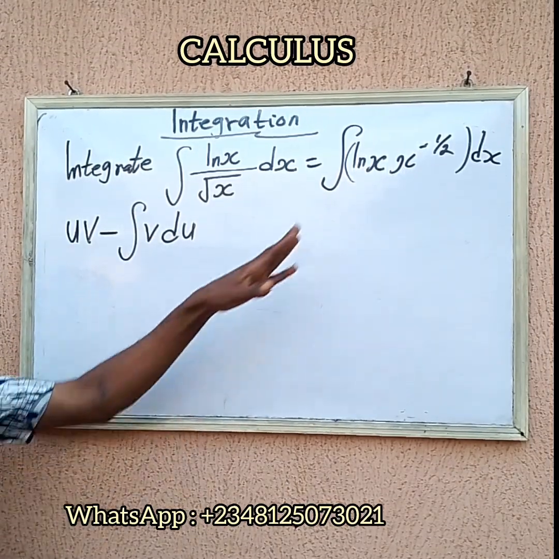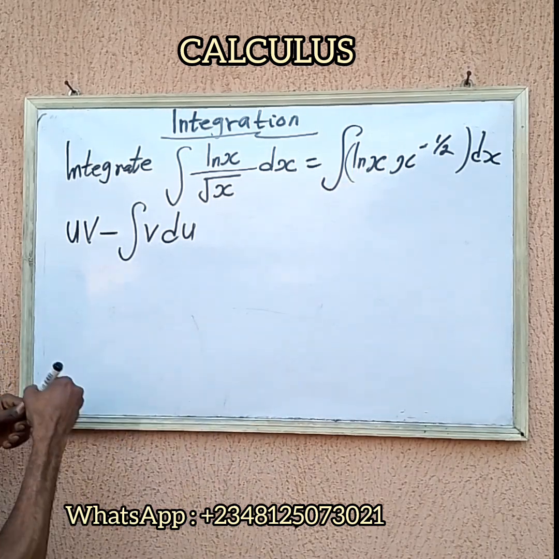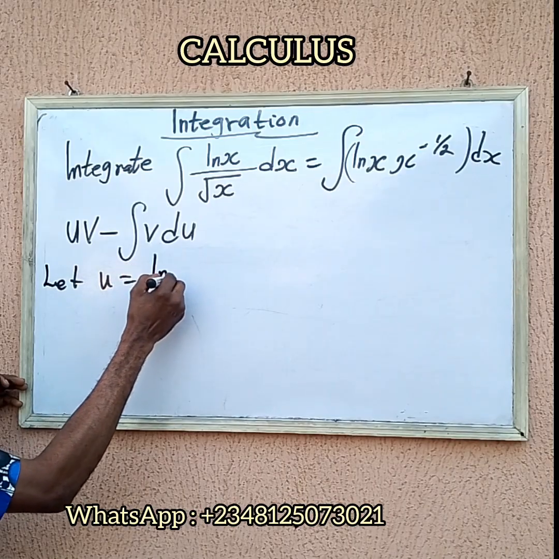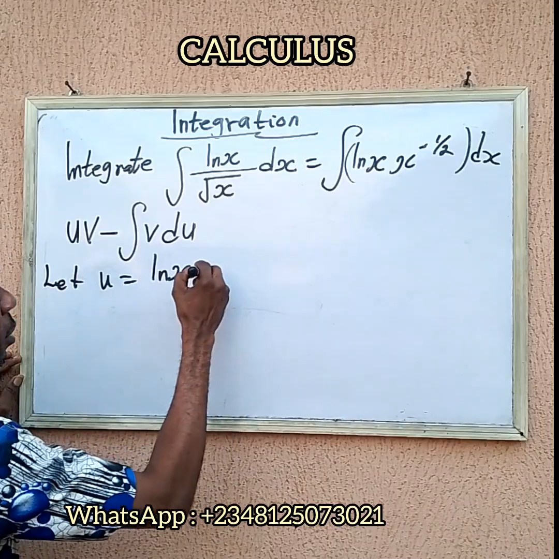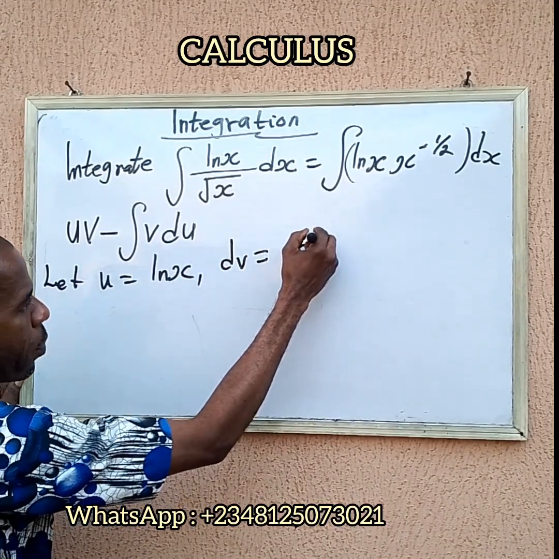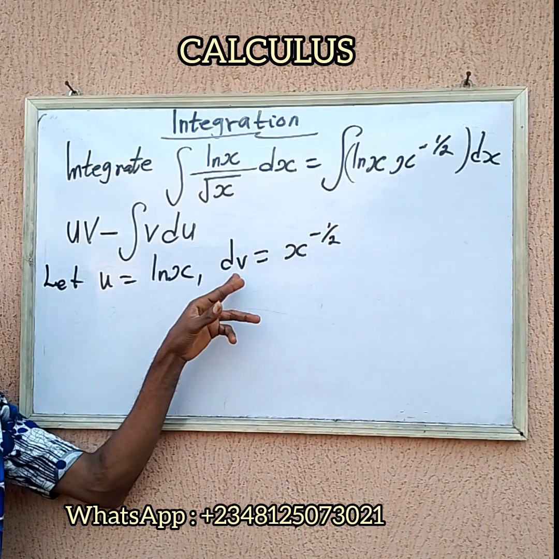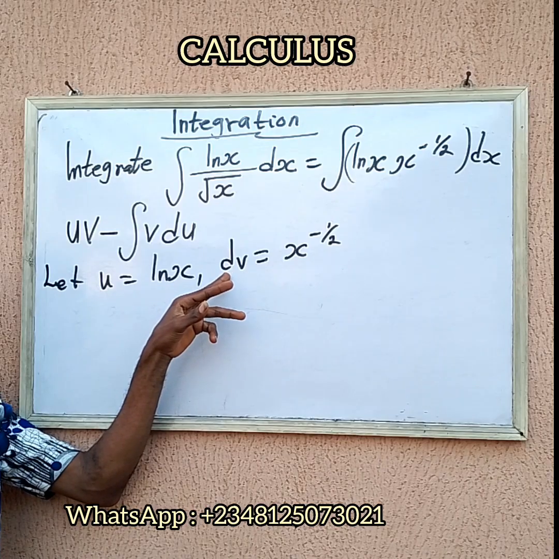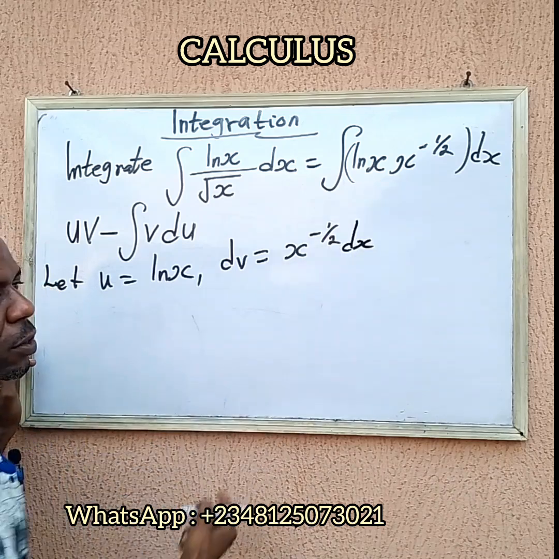Now, starting from this, let us let u equal to the ln of x. So we say let u equal to what? Ln of x. Which means the remaining one here will now be dv equal to x raised to power negative 1 over 2. What we do now, we are going to integrate this. Anytime we have d of any function, we integrate. Then this is the dx here, because the remaining part becomes the dx.